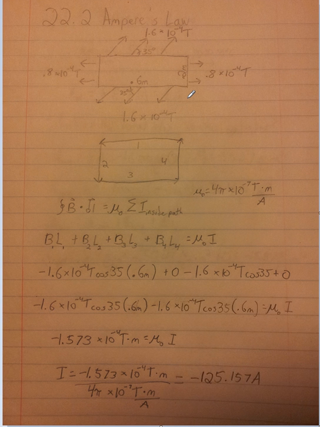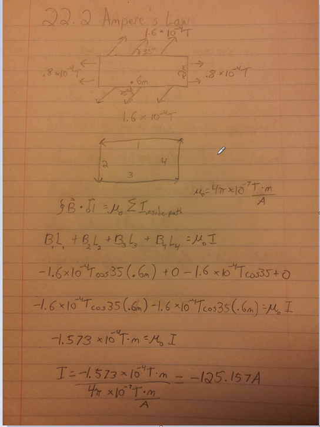So we have a magnetic field going out from the left and right sides at 0.8 times 10 to the negative 4th Tesla, and a magnetic field going out the top and bottom at an angle of 35 degrees and a magnitude of 1.6 times 10 to the negative 4th Tesla. In order to get the total amount of current, we have to add up all 4 of the paths, which are labeled right here, 1 through 4.